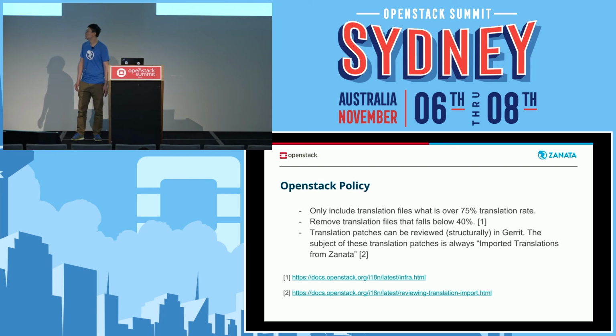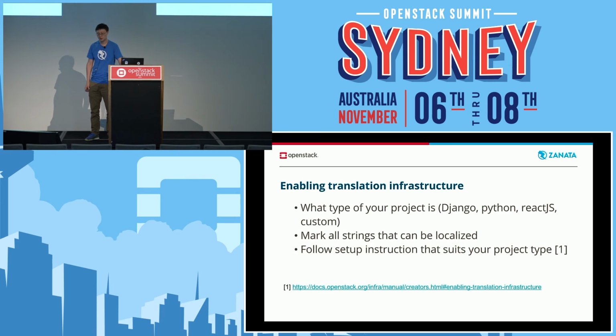Translation patches will be reviewable in GitHub, so you can structurally review them, not to verify the quality of the translation, because probably only the translator understands that language. As a software owner, you can verify it looks okay and doesn't break your software. I will talk about the validation rules Zanata runs in the following slides. All of these are in the documentation, the wiki page on I18n.